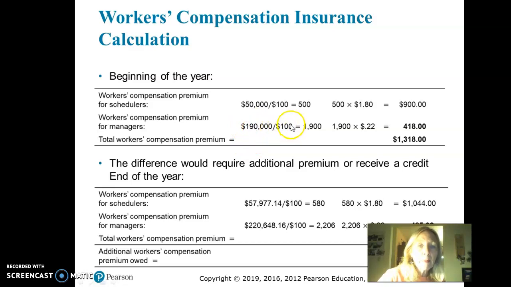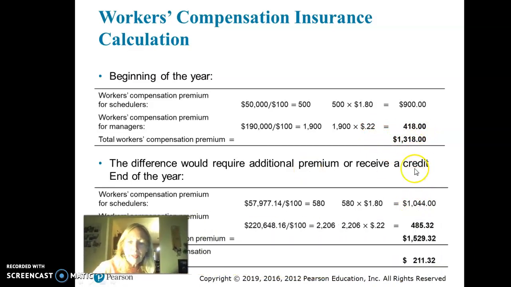Divide that by 100 because you're buying it in $100 increments. So the rate for schedulers, you're going to buy 500 $100 increments at $1.80. So that's going to cost you $900. This rate is set by the insurance company. Your managers just sit in their chair and lean back a lot. So their workman's comp rate is only 22 cents per 100. So there's 1,900 hundreds in 190,000. So that's 22 cents. So add those two together, and that's the rate that the employer would pay at the beginning of the year. And then you have to go back.